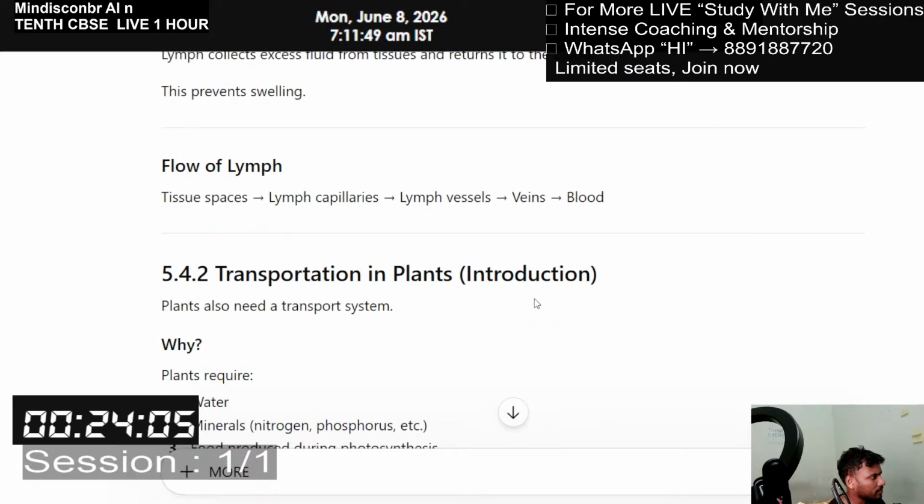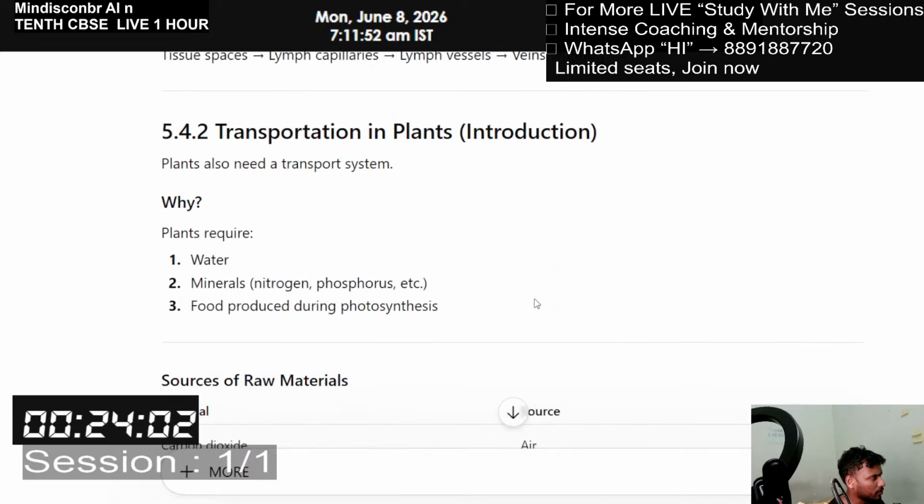Transportation in plants. Plants also need a transport system to transport water, minerals, and food produced during photosynthesis.